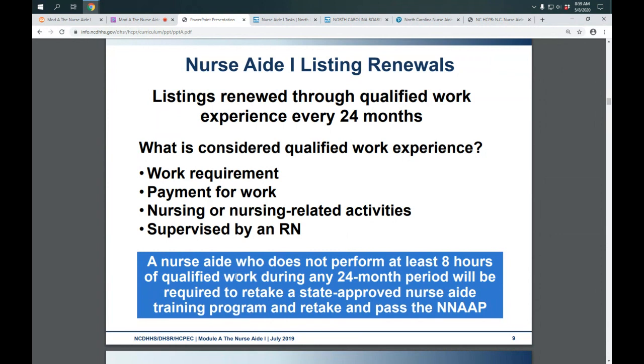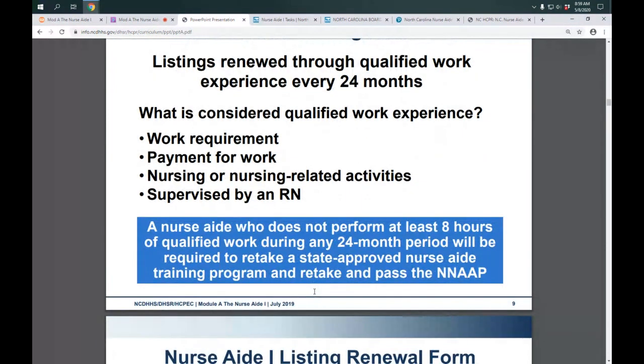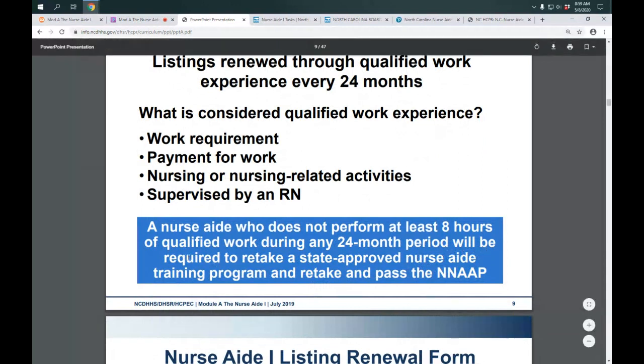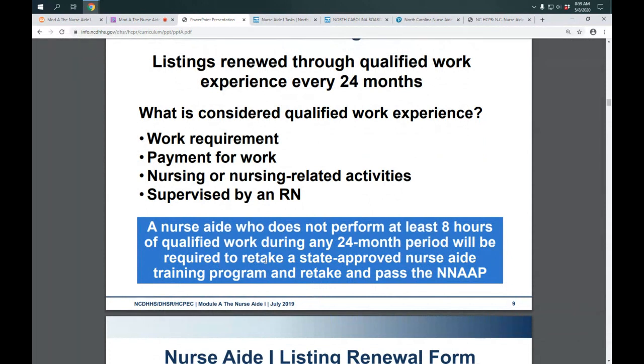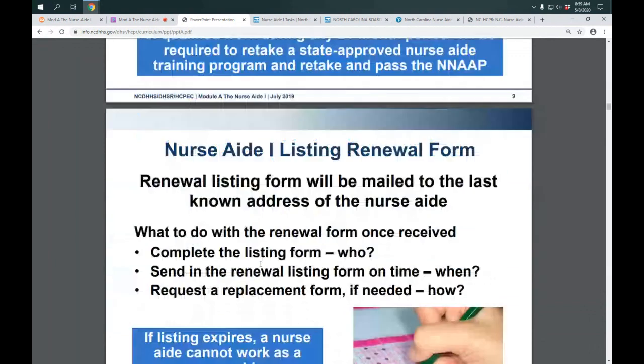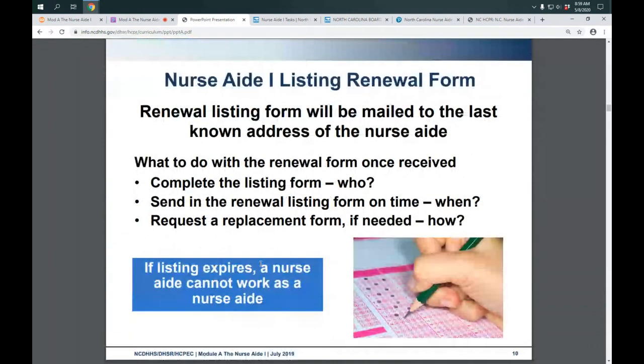Now, look at in the blue. It says a nurse aide who does not perform at least 8 hours of qualified work during any 24-month period will be required to retake a state-approved nursing aide training program and retake and pass the state test. Just don't do that. Just don't let it expire. Okay, now here's what's going to happen. The renewal listing form is going to be mailed to the last known address of the nurse aide.